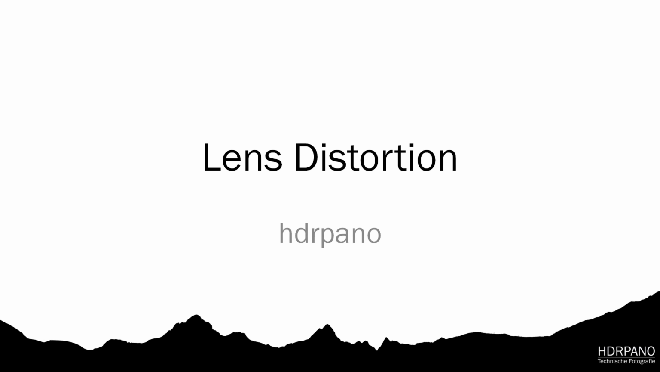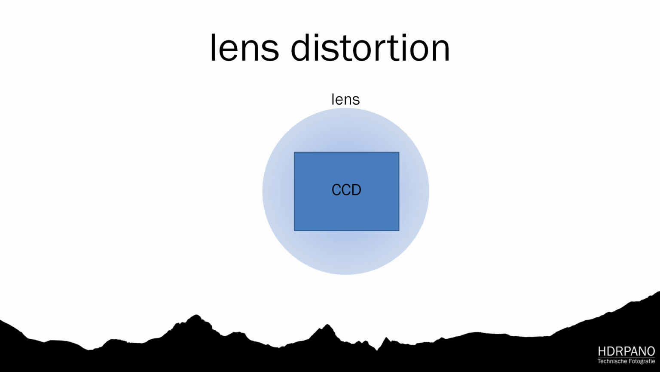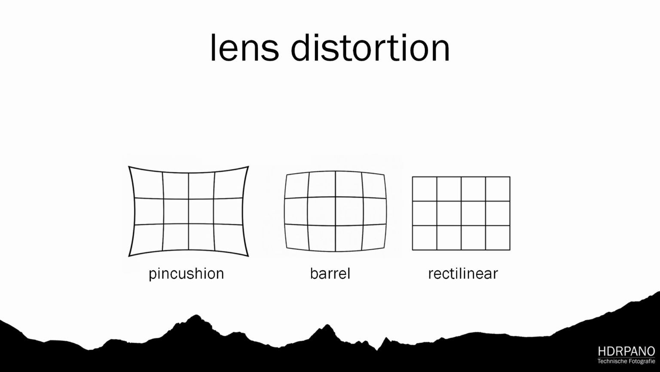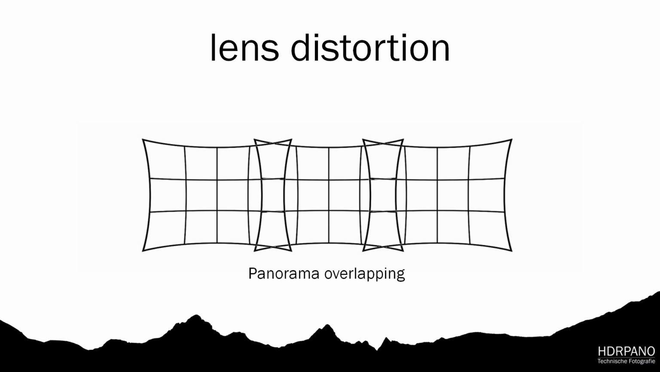Today I will speak about lens distortion. It's a problem for panoramas. If you have a lens, it's round. The CCD size is not a square. If you have a square, we have to work on it, but it is possible to do. So we have different lens distortion, which is not very good for panorama stitching.